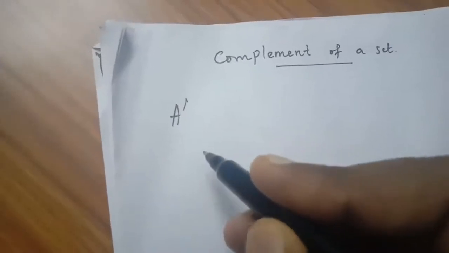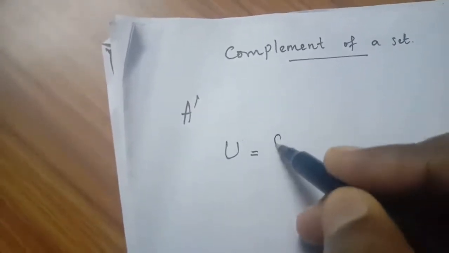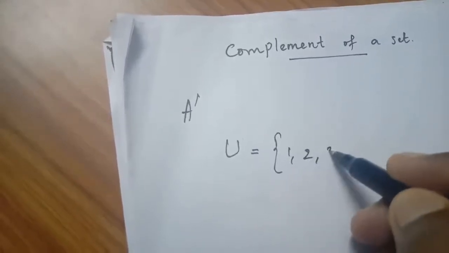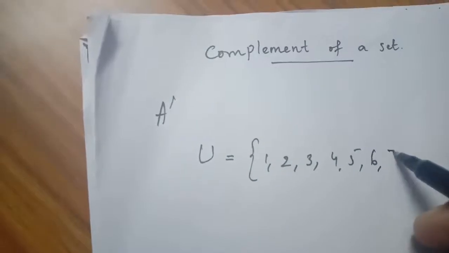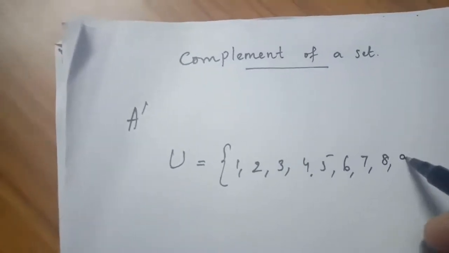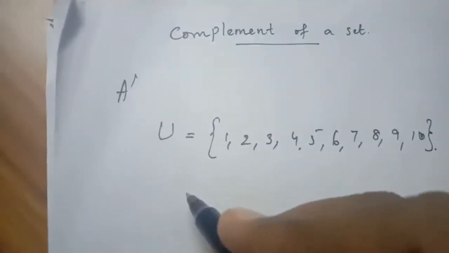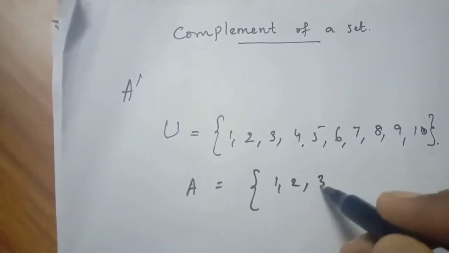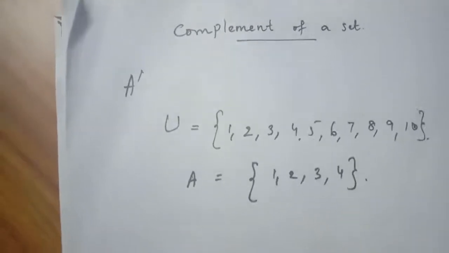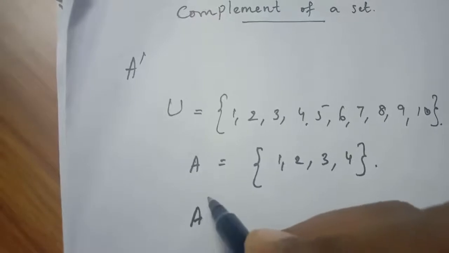Now, for example, if you have universal set, we know that universal set is denoted by U. So universal set 1, 2, 3, 4, 5, 6, 7, 8, 9 and 10. Then if any set A is given as set 1, 2, 3, 4, then when you take the complement, we can denote it as A complement.